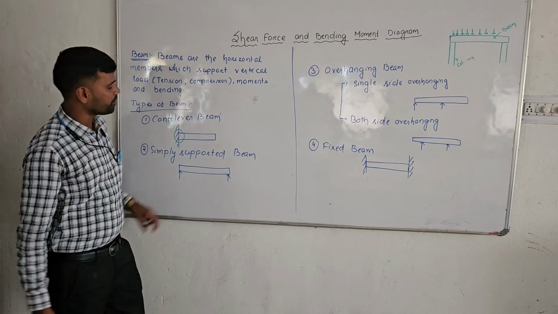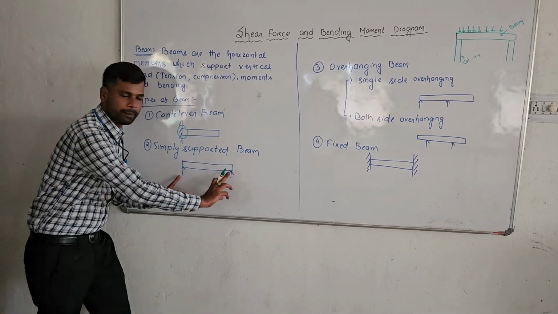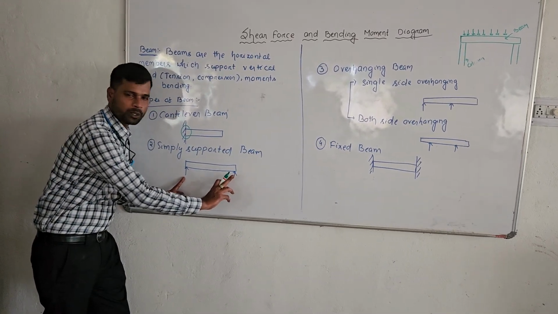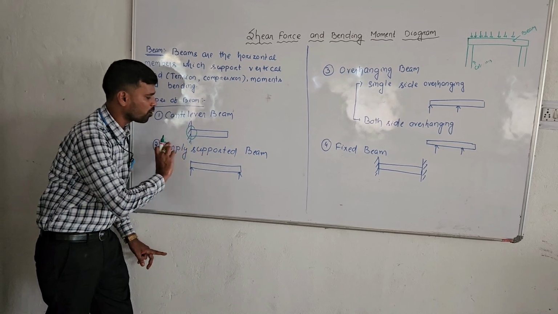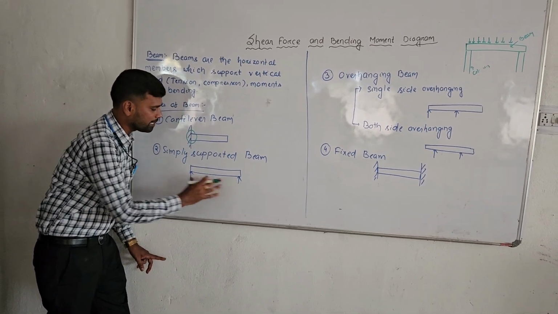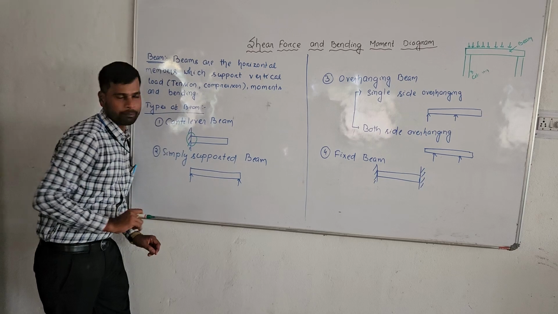Simply supported beam means whenever the beam is simply supported from both sides by two supports, this type of beam is called a simply supported beam. You can see here these are the two supports and this is the beam.